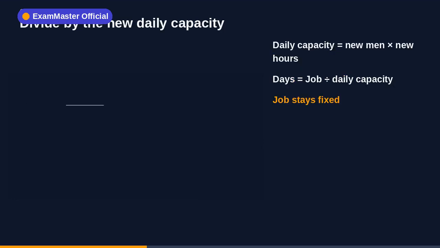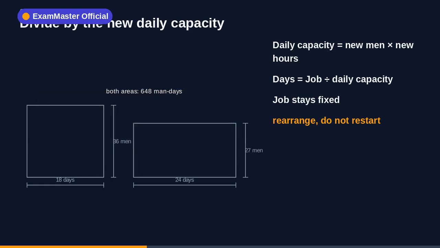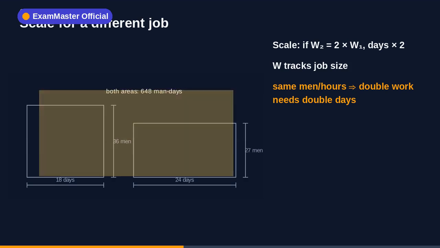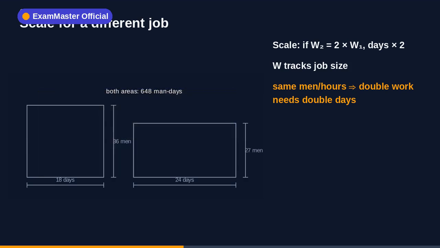Carry that total forward. New men times new hours is the new daily capacity. Divide the job by that capacity to get the days. Scale next. If the second job is twice as big, multiply the day's answer by 2. That rule is what the W's are for.